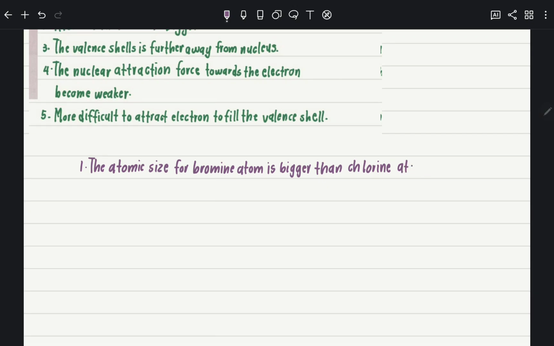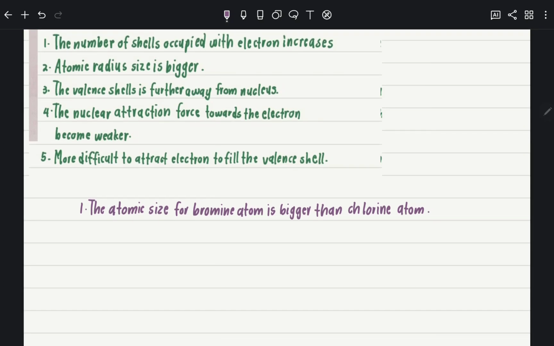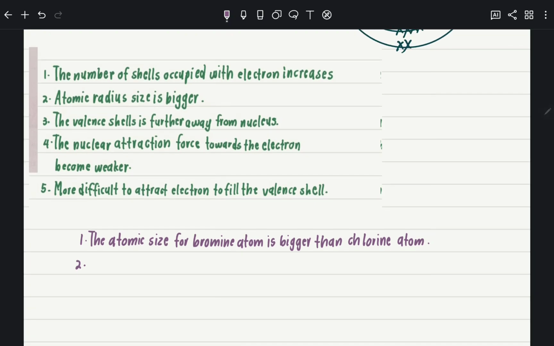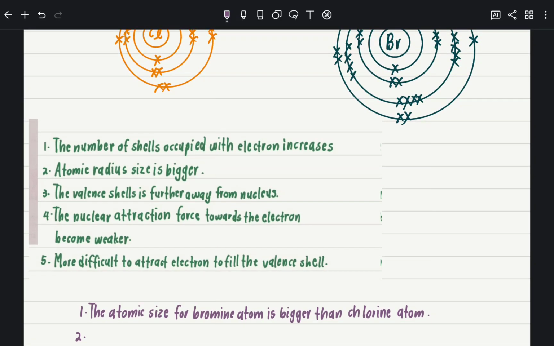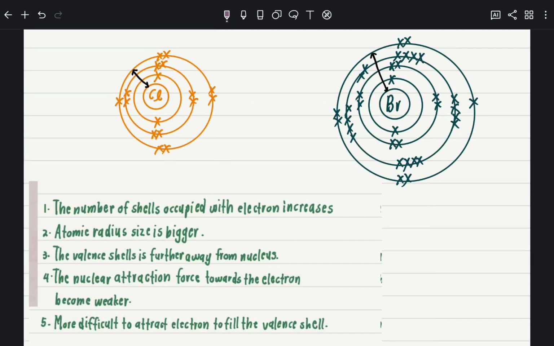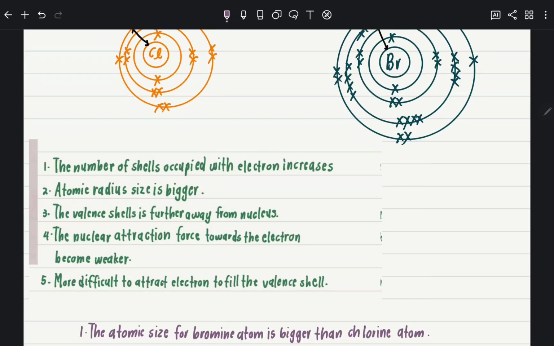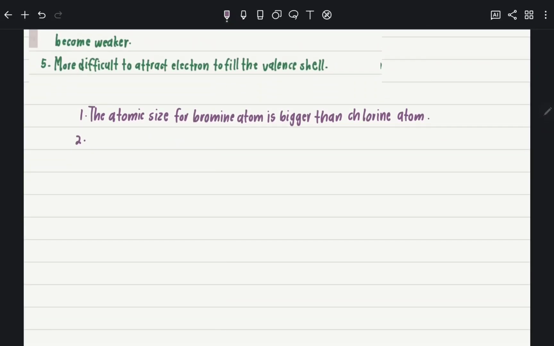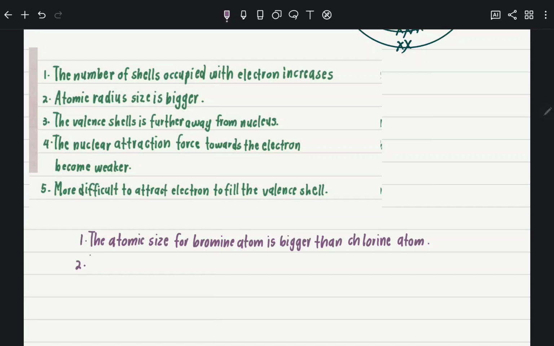Then, chlorine atom. So the atomic size is bigger, and then the number of shells. You say bromine atom is bigger, right? So the number of shells occupied with electrons, for whom is a lot? For sure the number of shells occupied with electrons is higher for bromine compared to chlorine. Why? Because you see bromine has how many shells? 1, 2, 3, 4. Chlorine 1, 2, 3 only. So which is bigger? For sure bromine. So you must write that.